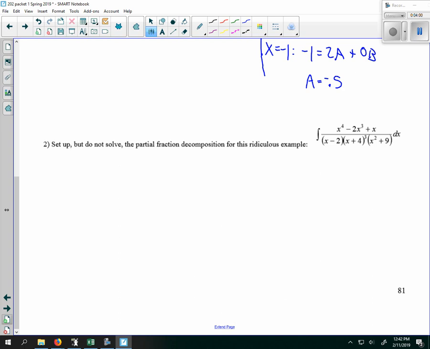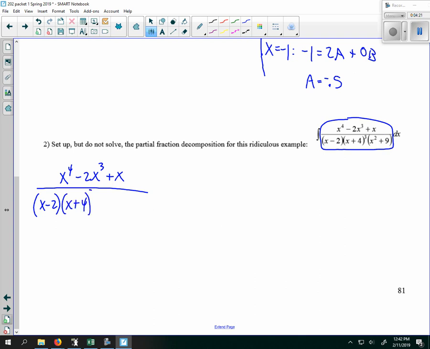Okay, I want to set up a partial fraction decomposition for this fraction, but I don't have to solve it, thank goodness. So I have x to the 4th minus 2x cubed plus x all over, at least they factored the denominator for me, (x minus 2)(x plus 4) cubed (x squared plus 9). So I have 3 different kinds of factors in my denominator.